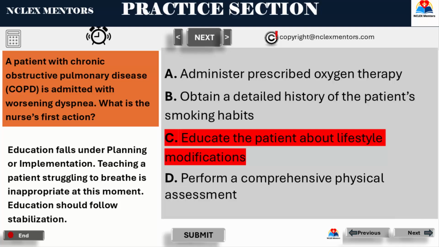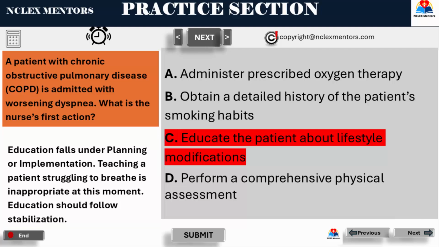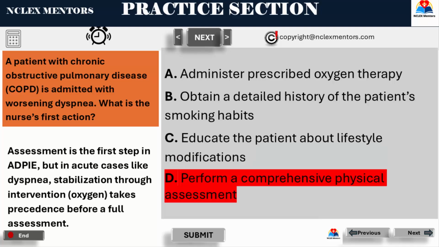Option C, educate the patient about lifestyle modifications. While education is a key part of the nursing process, it's not the priority here. The patient is struggling to breathe. Education should come after stabilization. You cannot effectively educate a patient who is gasping for air. So, stabilization comes first. Then you can provide lifestyle modification education once the patient's condition improves.